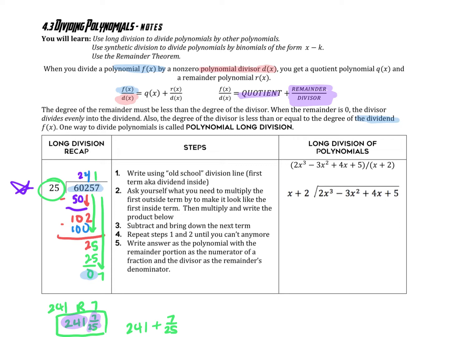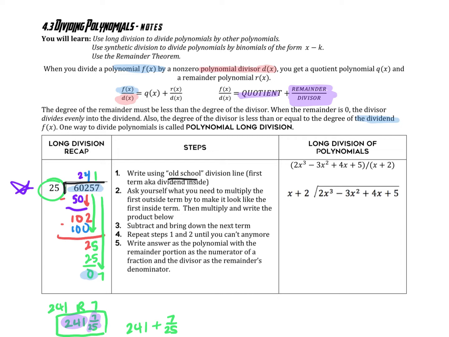So we're going to extend this idea now to polynomials, and the good news is it works exactly the same way. You're going to ask yourself the same questions. You're going to use that same, what I like to refer to as the old school division line, to divide. And we're going to multiply and subtract and bring terms down exactly the same way that we did before. So let's look at how this applies to polynomials.